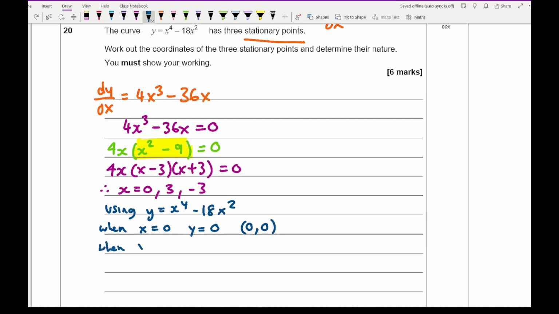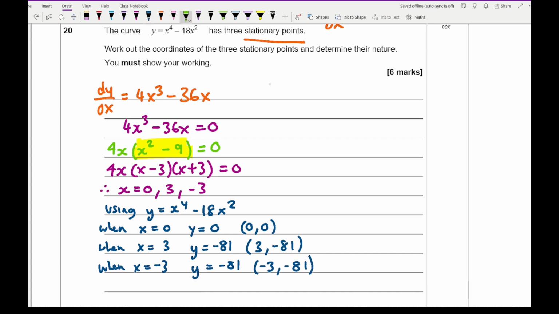When x equals positive 3, I'm going to get 3 to the power of 4 minus 18 lots of 9, and that's going to give me a value of minus 81. So the other coordinate is going to be 3, minus 81. And when x equals minus 3, the substitution is going to be the same because we've got even powers, so that's also going to give me a y value of minus 81. So that coordinate there is minus 3, minus 81.